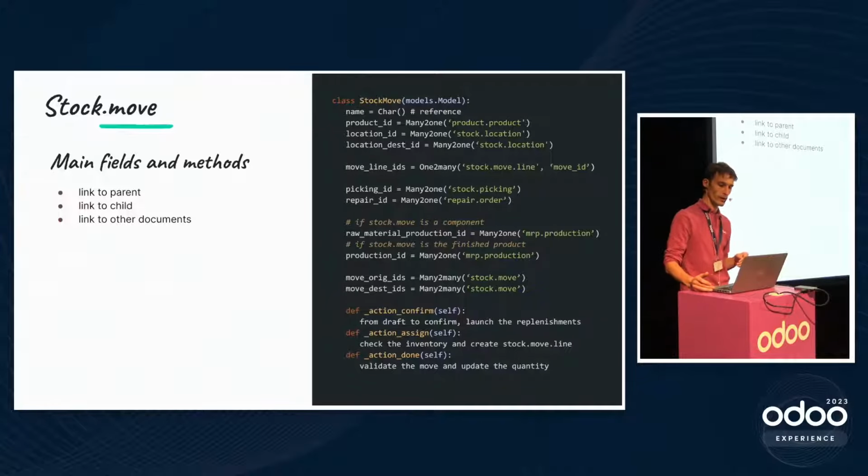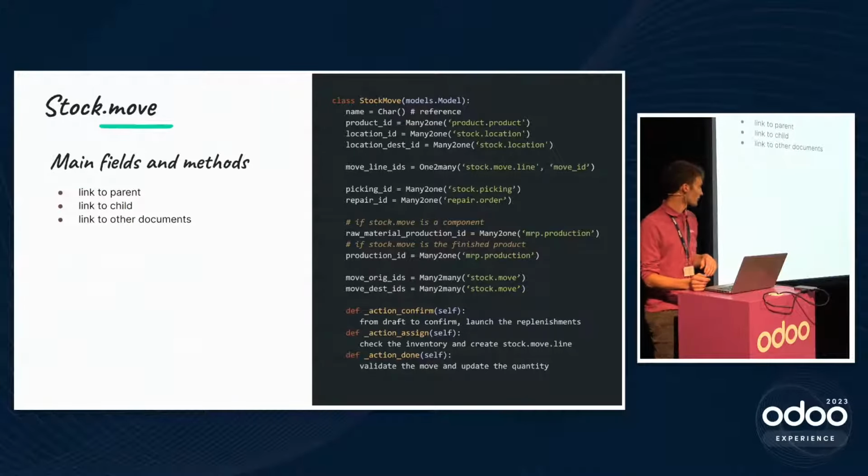Then we have two fields to link stock moves together, but Arnold will talk about it a little bit later. And the three methods I just presented to you before. On top of that, action confirm will move the state from draft to confirm and also launch the replenishment. Again, we will discuss it a little bit later. So when we create stock moves automatically, it's at this stage that the stock move will trigger something else.